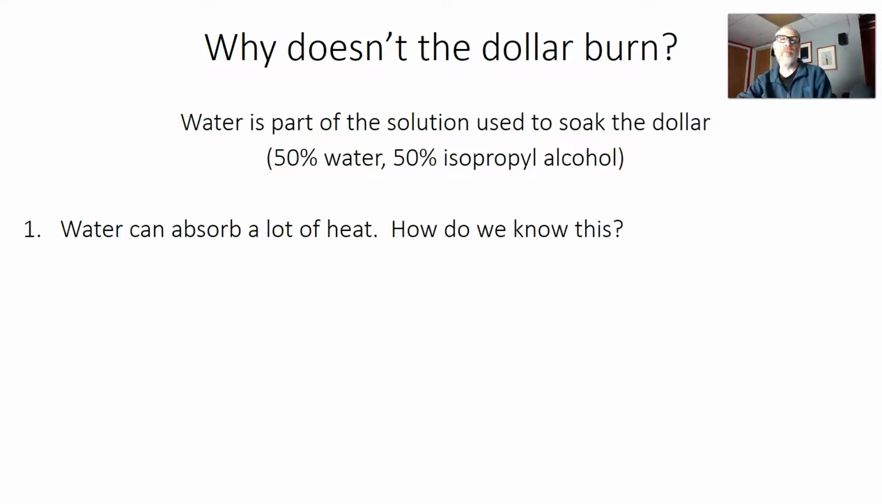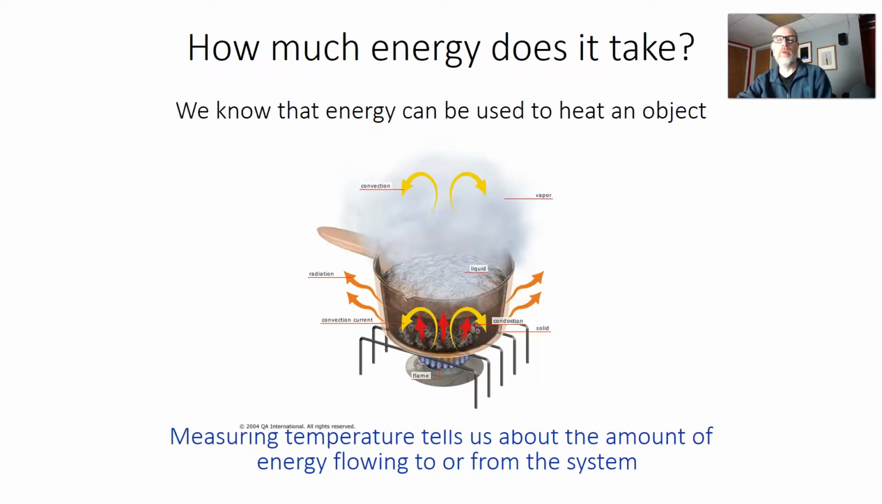And that's the thing: when you dip that dollar bill in that 50% water, 50% isopropyl alcohol solution, it will absorb the water very, very quickly, and the isopropanol will burn, but the water will stay in the dollar bill. And then we know already that water absorbs a lot of heat. And how do we know that? It's because we talked about the idea of heat in chemical reactions.